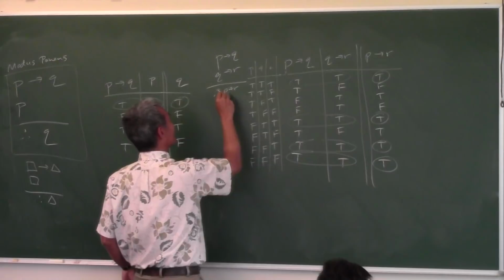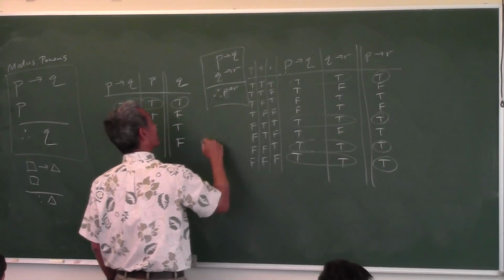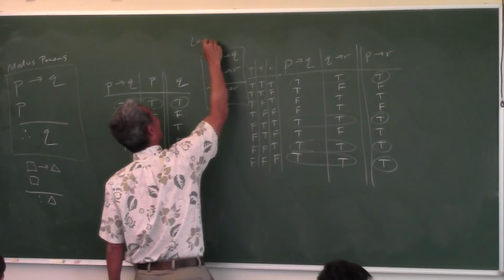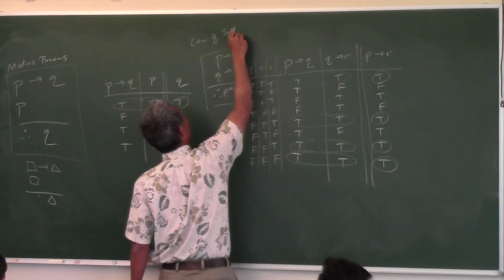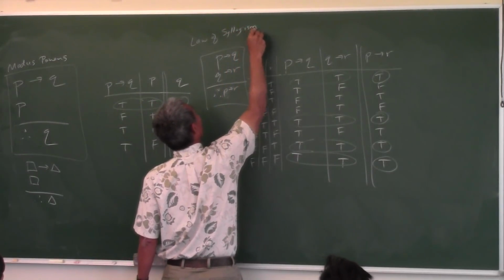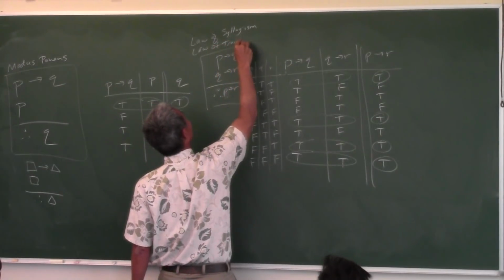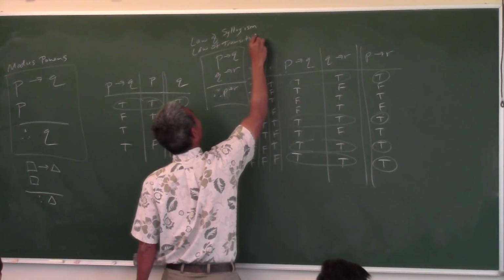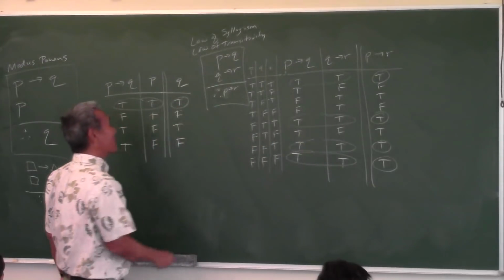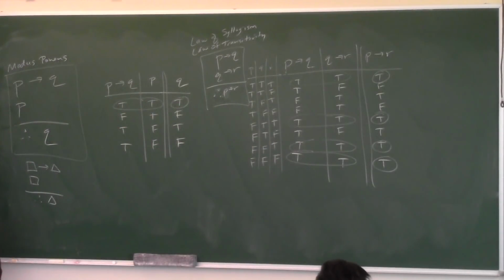And why would I teach it to you if it was the second most famous one? You know what we call this? This is called the Law of Syllogism. Some books call this the Law of Transitivity. You know why? Because doesn't that remind you of the transitive property of equality?